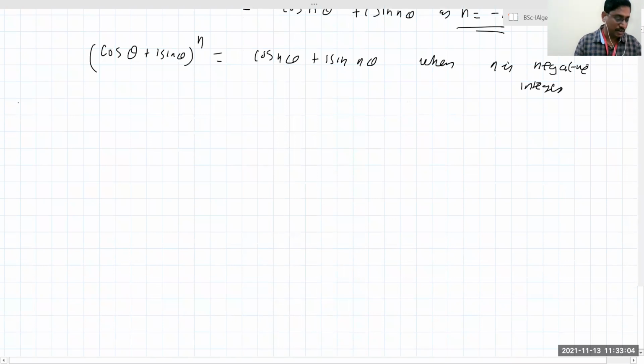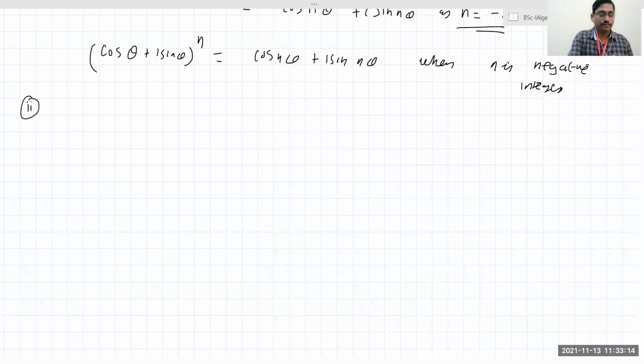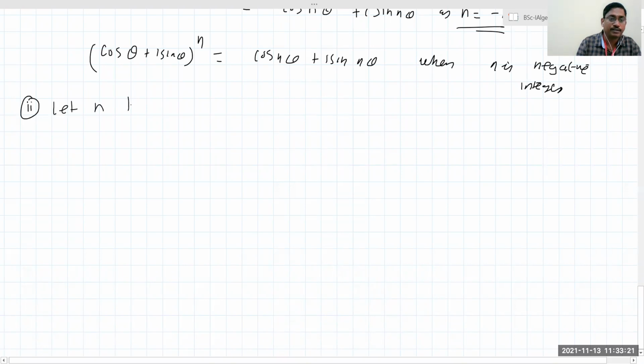Now the second part of this theorem. That was the first part. What is the second part of this theorem? We are taking the fractional power of this. Let n be a fraction, that means p upon q form. A fraction may be positive or negative. Suppose the fractional number is n, p upon q.